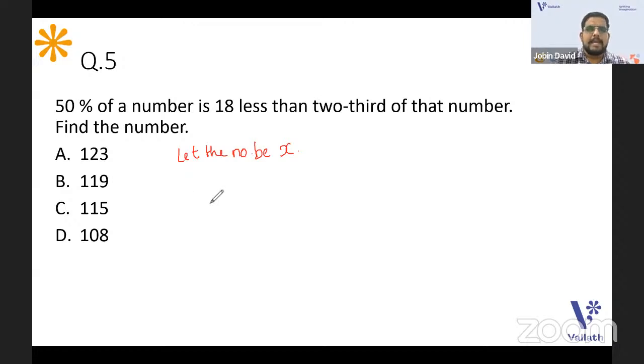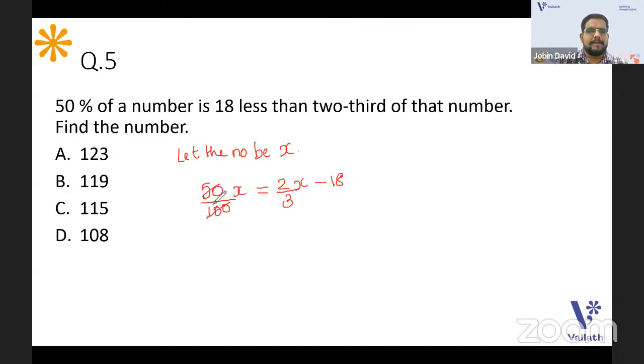Let the number be x. What is 50% of that number? That will be 50 by 100 of x, so 50 by 100 into x. That's equal to 18 less than 2 by 3 of the number. That means 2 by 3 of the number is 2 by 3 x minus 18. Is it that the equation that we can form?